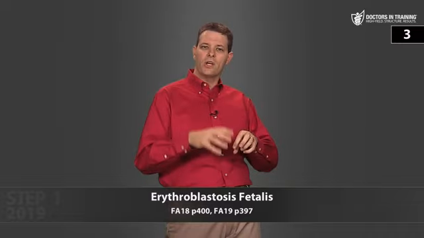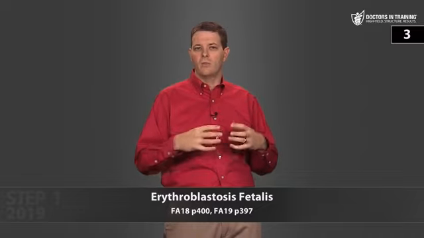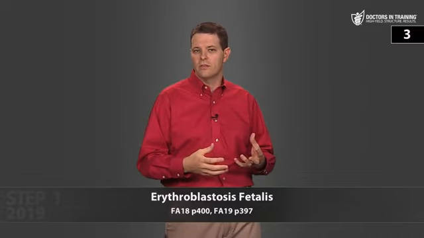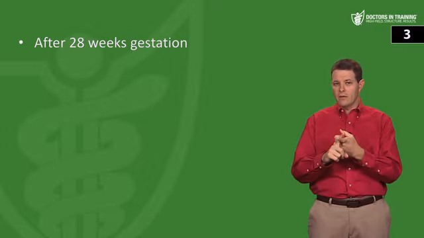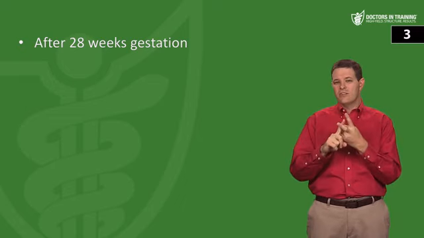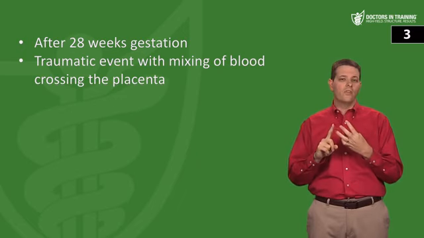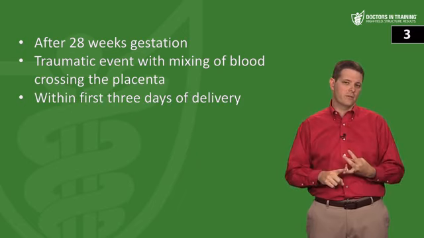So we hide the Rhd positive fetal red cells by giving anti-Rhd immunoglobulin so that mom never develops that immune response. So again, the scenarios where the mom's immune system is likely to see those red blood cells would be after 28 weeks, because you're more likely to deliver after 28 weeks, and at any traumatic event where you might have mixing of blood crossing the placenta, and also within the first 3 days of delivery.